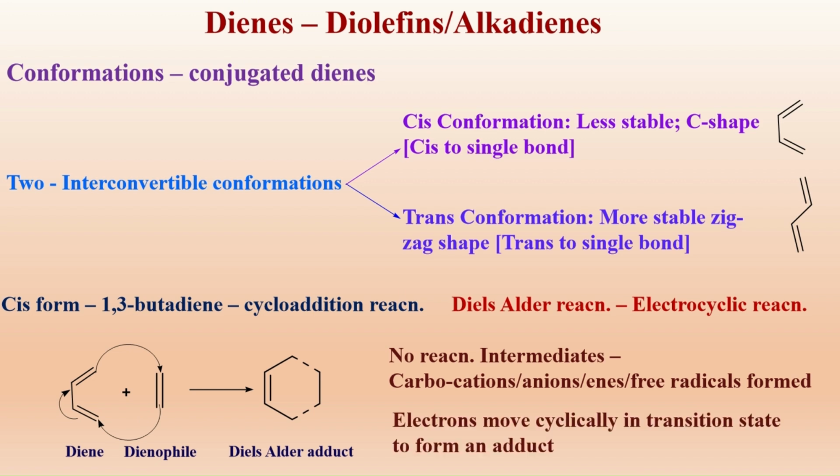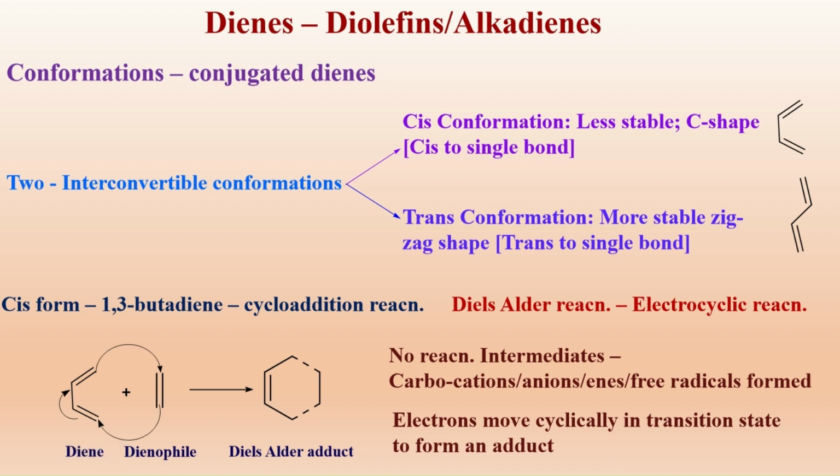This has a transition state where the electrons are moving from the diene carbon to the alkene carbon, and a partial carbon-carbon bond is formed. Here also a partial carbon-carbon bond is formed and the pi electrons over here are shifting. In the transition state, the electrons have moved cyclically to form a stable product, that is the adduct, which we call the Diels Alder adduct.